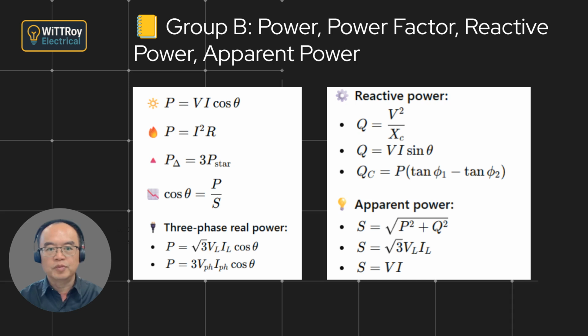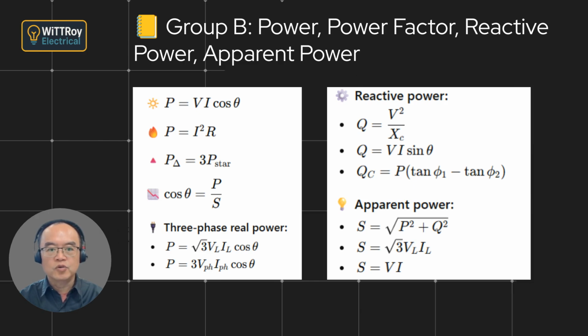Now we go to the next formula. The formula is S equals root 3 VL IL. This formula is used to calculate three-phase apparent power. S is in volt-amps. VL is line voltage in volts. IL is line current in amps. Repeat, S equals root 3 VL IL.